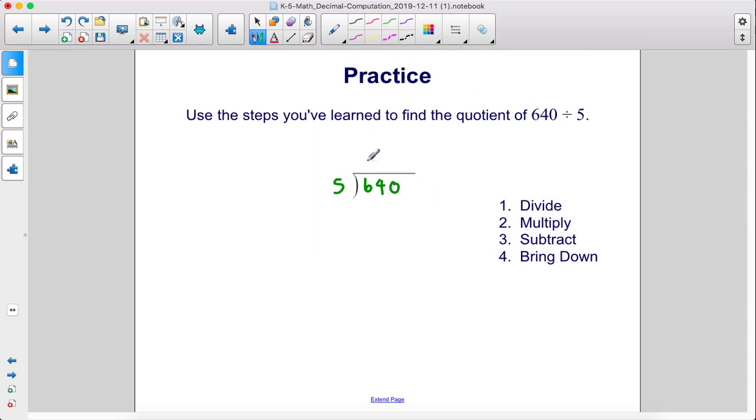Alright, 5 goes into 6 one time. 1 times 5 is 5. 6 minus 5 is 1. Bring down the 4. 5 goes into 14 twice. 2 times 5 is 10. 14 minus 10 is 4. Bring down the 0. 5 goes into 40 8 times. 8 times 5 is 40. Subtract, and we have a 0 remainder. So the answer is 128. And there you have it, 128.